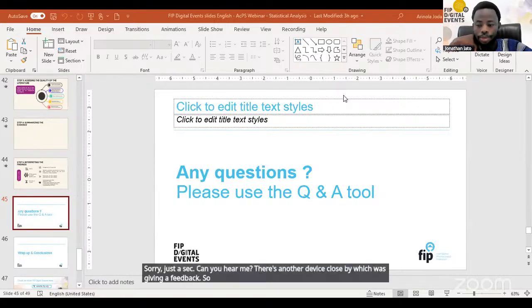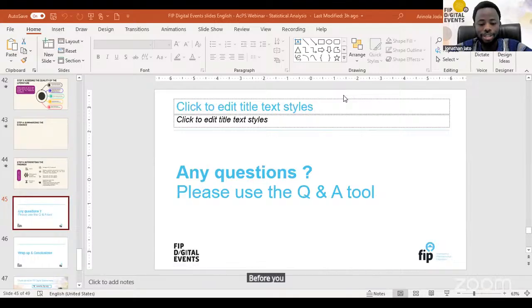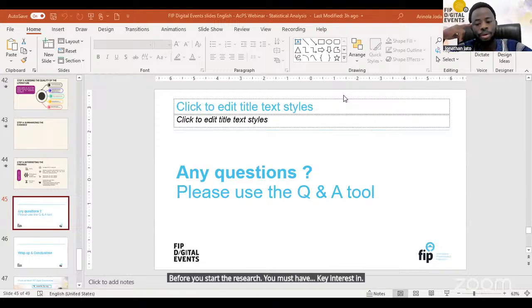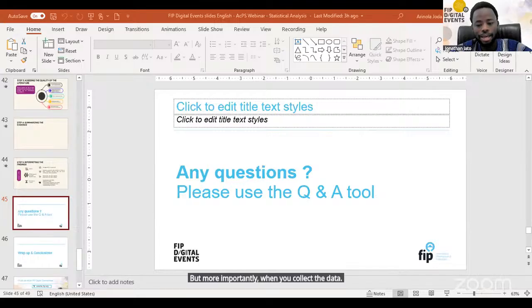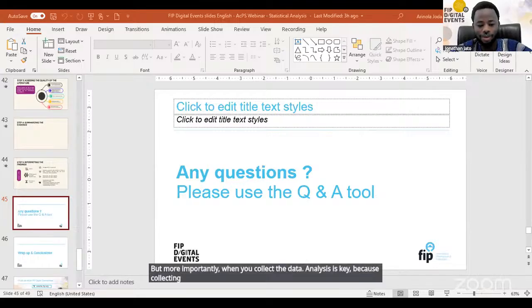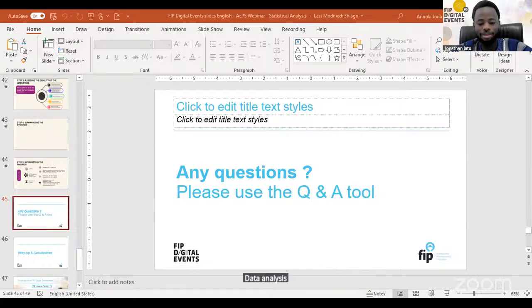Yes, so if you can hear me, as we listen to the presentations, one key thing we are taking home is the fact that before you start research, you must have key interest in what the outcome is, and that determines what research tools to use, in terms of the research question to set, in terms of the type of data collection tools to use. But more importantly, when you collect the data, analysis is key, because collecting the data is just half the work. Data analysis becomes the step that converts the data into evidence, into information.